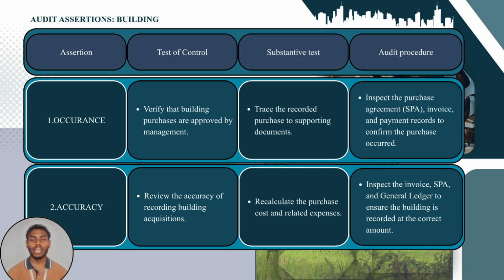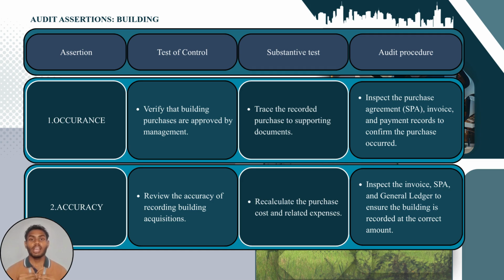So first we have the test of control. For the test of control, the auditor is required to verify management's approval for the purchasing of the building. And second, we have the substantive test. For the substantive test, the auditor traces the recorded purchases to supporting documents. And for the audit procedure, the auditor inspects the purchase agreement, invoices, and payment records to confirm that the purchase occurred for the building.